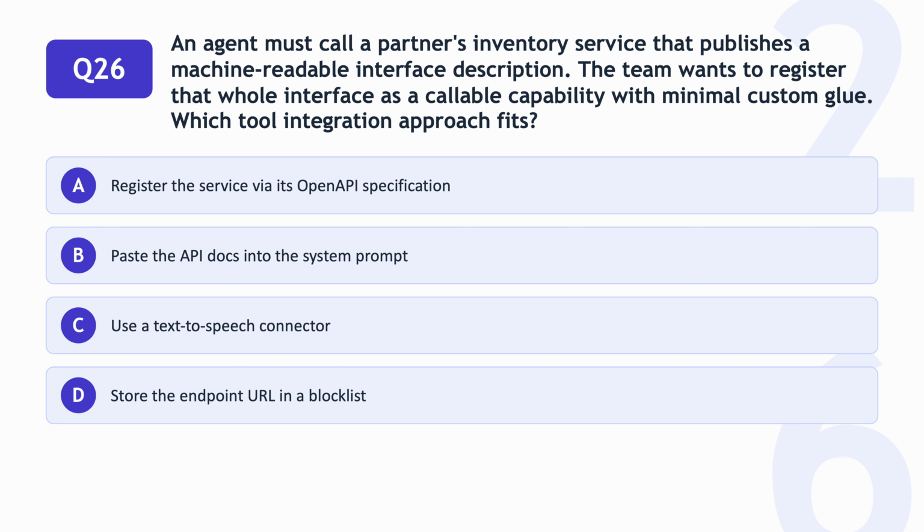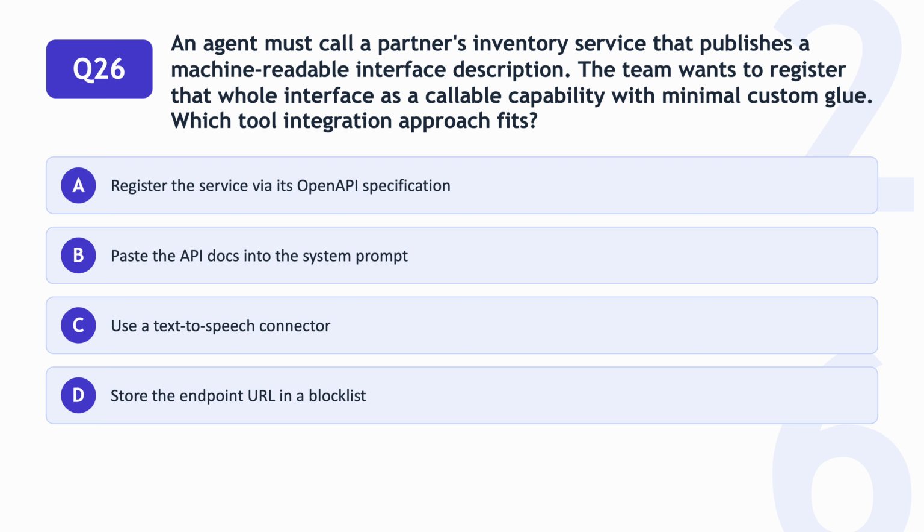Question 26. An agent must call a partner's inventory service that publishes a machine-readable interface description. The team wants to register that whole interface as a callable capability with minimal custom glue. Which tool integration approach fits?